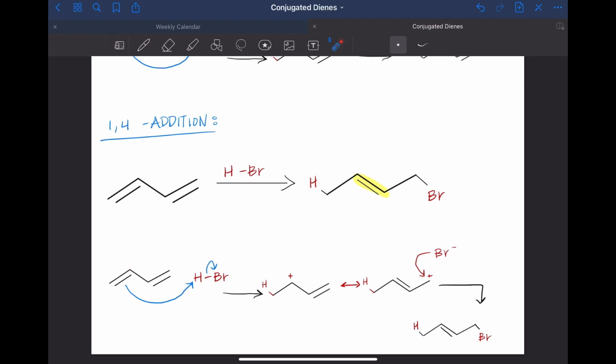So we add our hydrogen to the 1 position. Hydrogen is reached out to by that double bond. Bromine falls off. We have our carbocation forming, and then we have our resonance contributor forming, and that is what is actually being used to form the 1,4 addition. Bromine attaches to the 4 position, and we have a new molecule forming with a double bond between positions 2 and 3.